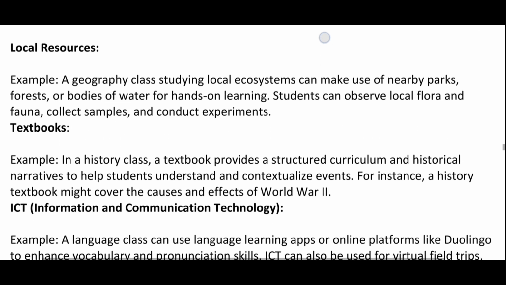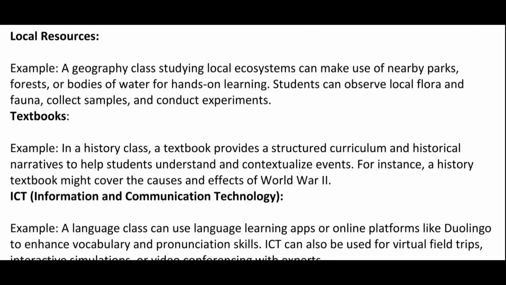Now we have some examples. Local resources. If I ask you what are local resources, then you can give these examples. A geography class studying the local ecosystem can make use of nearby parks, forests, or bodies of water for hands-on learning. Students can observe local flora and fauna, collect samples, and conduct experiments. Now you see local resources. Of course, we live in a society, we live in an ecosystem, right? So we can make use of plants, we can make use of the forest, we can make use of the parks or water bodies like rivers, ponds, lakes, yes or no?